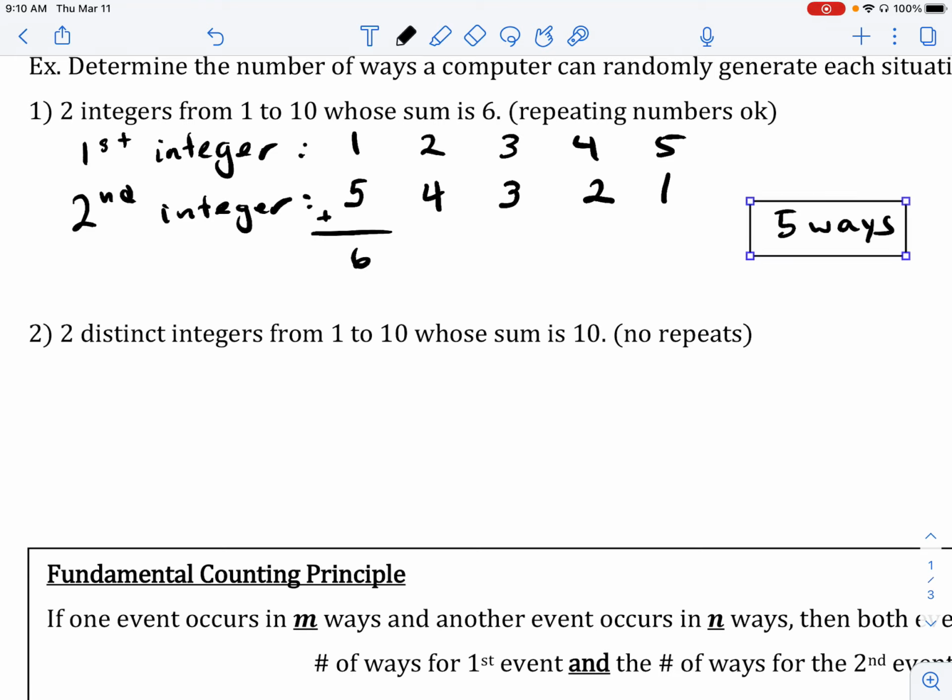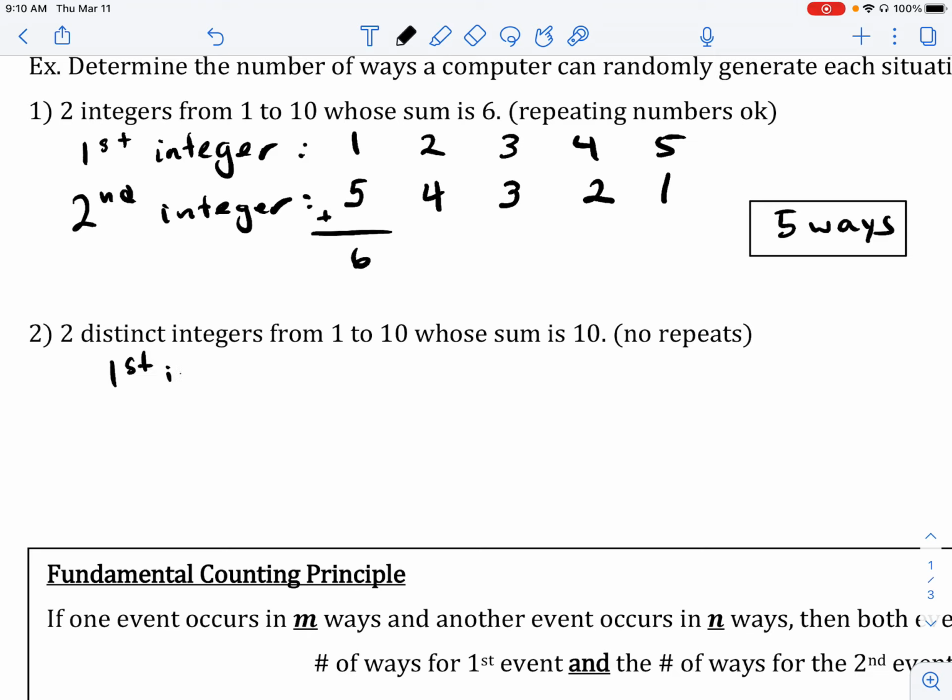Okay, let's look at another scenario. What about two distinct integers? When we say distinct, it means the numbers can't be the same. We can't have something like, in the previous example, 3 and 3, where those were repeating numbers. This time we want two distinct integers from 1 to 10 whose sum is 10. So we can have the same pair but not the same number.